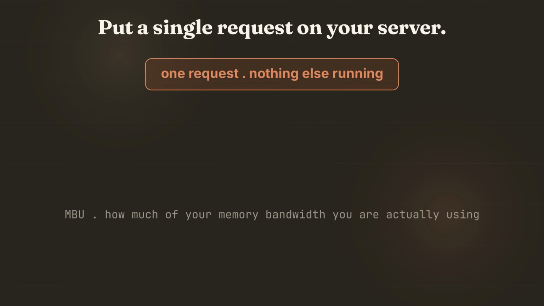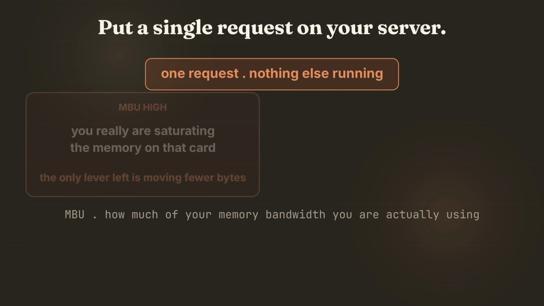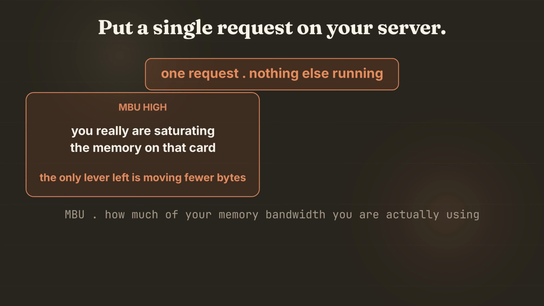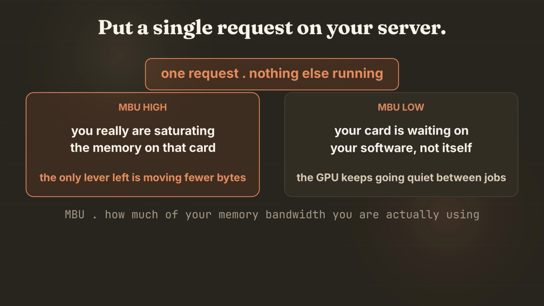Now, one more, and I'll tell you this one rather than ask it because you can't get it out of the sweep. Put a single request on your server, nothing else running, and work out your MBU, right? High, above 60 or so, with your throughput refusing to rise, and you really are saturating the memory on that card. So the only lever left is moving fewer bytes. Low, while your GPU keeps going quiet between jobs, and your card is waiting on your software rather than on itself.